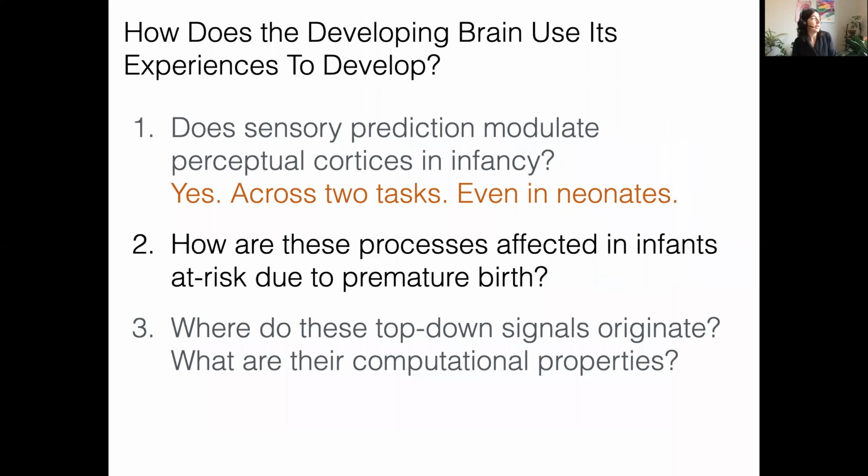So going back to our overview, does sensory prediction modulate perceptual cortices in infancy? Our answer is yes. We looked at 2 different tasks, and we've looked at 6-month-olds as well as neonates. We've done a couple of other related studies, but by and large, we're finding good evidence that babies are modulating their sensory systems, their perceptual systems, to prediction. And they do it rapidly and quite intelligently. And this seems to be available to some extent, even very early on in life.